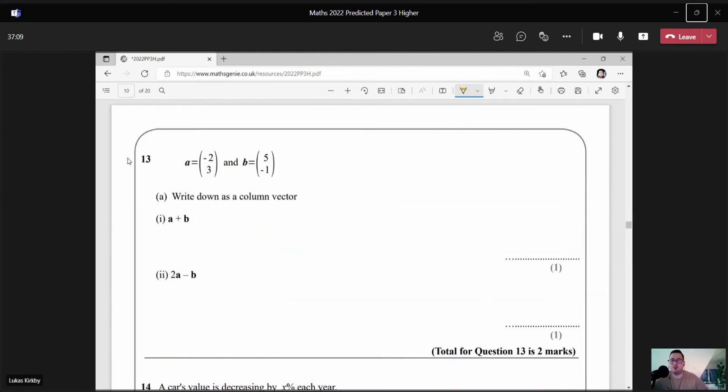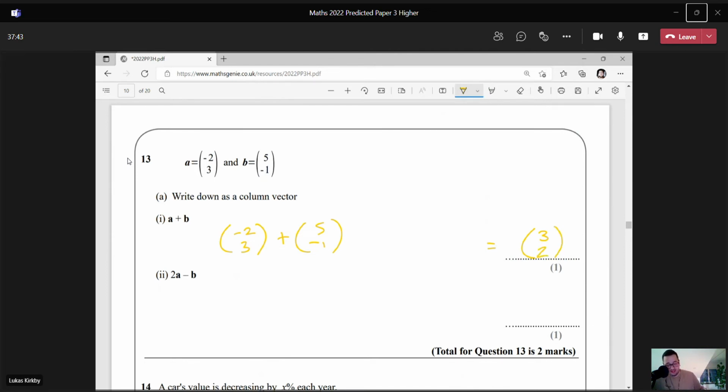Okay, so question 13, we've got some column vectors. So we've got a is (-2, 3), and b is (5, -1). And we want to write down, firstly, a plus b. So that's going to be (-2, 3) plus (5, -1). So with this, you just add up the matching components. So we want to add -2 and 5. Well, that's -2 plus 5 is 3. And then for the bottom one, we've got 3 plus -1. Well, that's 3 minus 1, which is 2.